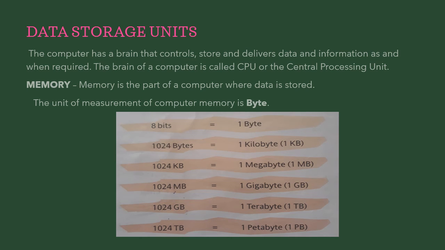See, every computer has a main memory, and the memory is also of two types, primary memory and secondary memory. These things we will discuss later.